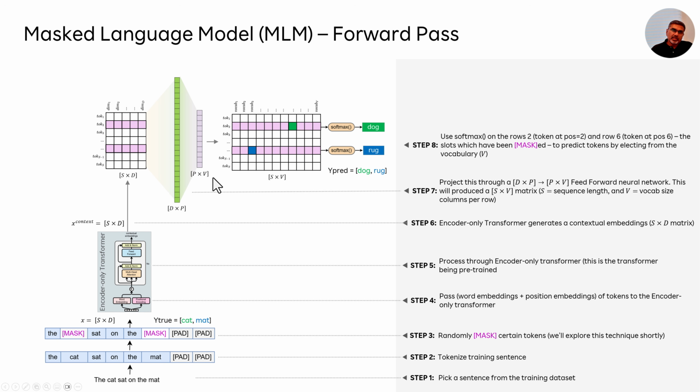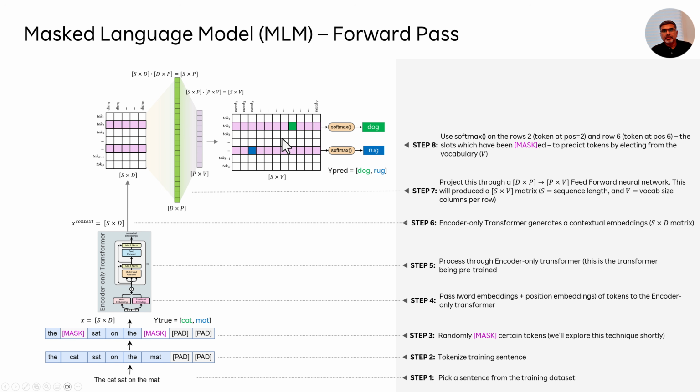What does a feed forward do? You can use a linear layer or you can put a feed forward neural network. Let's say the feed forward neural network has two layers. The first layer has D cross P, where P is some projection size. When you take an S cross D and multiply it with a D cross P, you would get an S cross P matrix, correct?